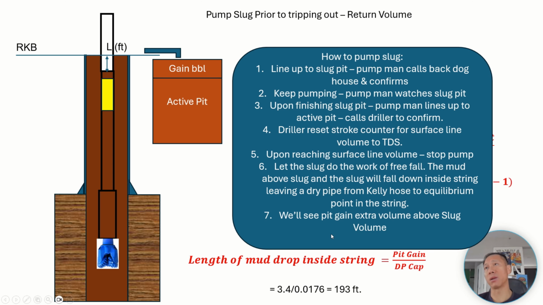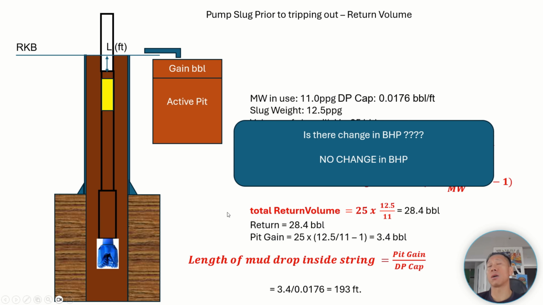So, is there any change in borehole pressure? As I said, after the slug reaches the equilibrium point in the string, it leaves some dry pipe, but outside here, full column. So, is there any change in borehole pressure? No change. The borehole pressure still stays the same because the pressure in the string and the pressure in the annulus are both at the equilibrium state.